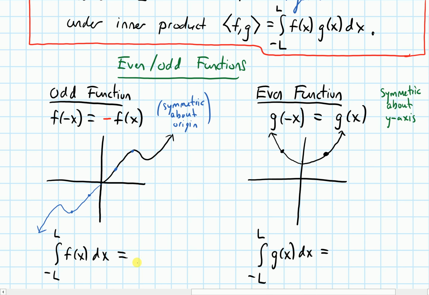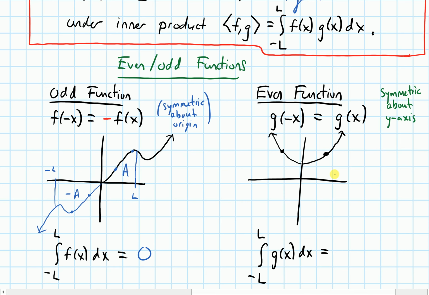Why these are useful to us in terms of integrals is, for an odd function, if you integrate it from negative L to positive L, for example, let's say this is L, and let's say that negative L is over here. If I call this area A, the area from negative L to 0 would be negative A. It would be the opposite. So my whole integral is just 0, because those areas cancel each other out.